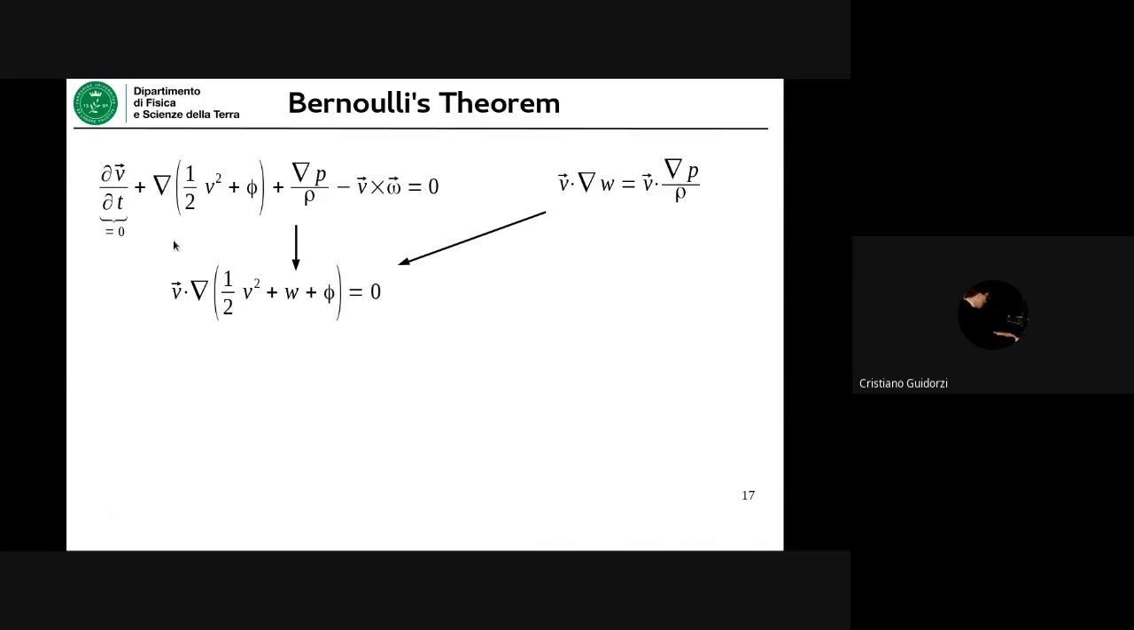Now, let's consider the Euler equation, and we multiply. We take V and multiply scalar all this term. So this guy is 0 just because we are in the steady flow case. Then I have V scalar all this guy, so I just copied here, V scalar gradient of V squared half plus h. And then what? Well, I have V scalar this guy here.